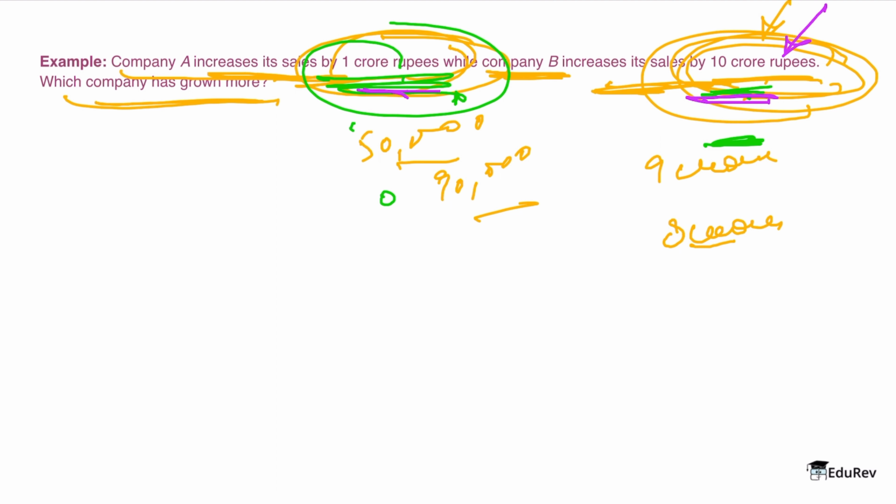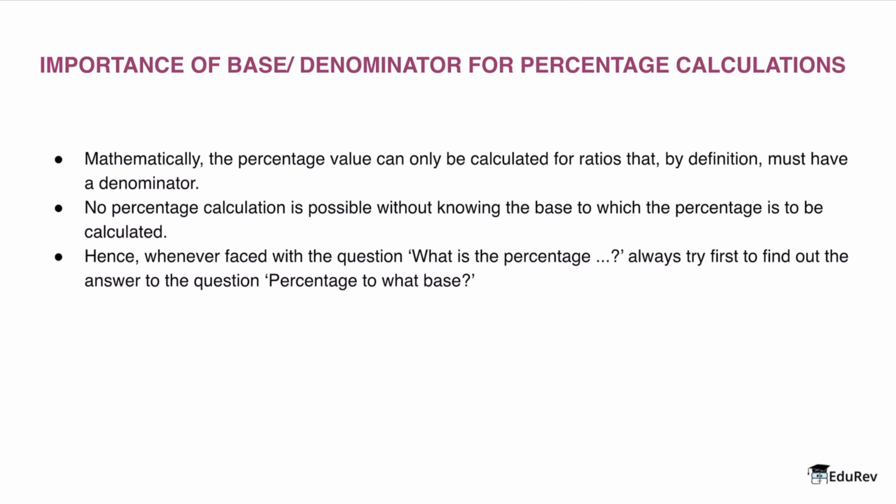So I hope you understood this. So let's move forward and see another concept. My another concept is the importance of base or denominator for percentage calculation. Now what is a denominator and what is a base? This is exactly what I was talking to you about in the previous question. I was saying that there has to be a base with respect to which you can compare the values and get to know who is performing better and who is not performing that well.